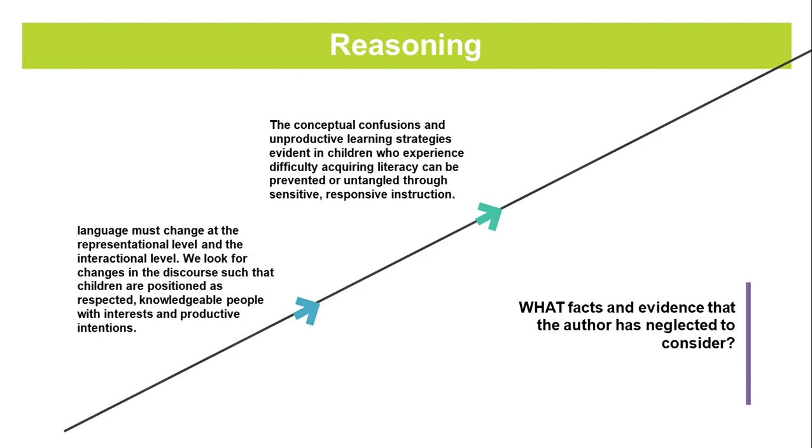The first is that the conceptual confusion and unproductive learning strategies evident in children who experience difficulty acquiring literacy can be prevented or untangled through sensitive, responsive instruction. And the second is that language must change at the representational level and the interactional level. We look for change in the discourse such that children are positioned as respected, knowledgeable people with interest and productive intention.